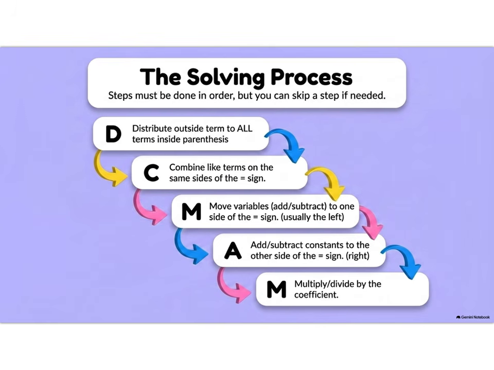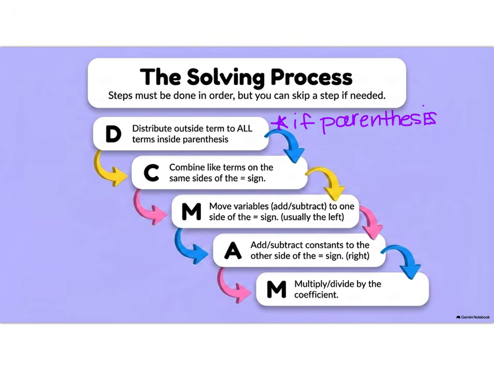Okay, and this is pretty much the solving process for solving multi-step equations. So first, distribute any outside terms to all terms inside the parentheses. This is only if you have parentheses, okay? If you don't have parentheses, then we don't have to do this step, okay? Parentheses is actually plural, okay? But only if you have parentheses. These steps must be done in order, but if something doesn't apply, then you can skip that step, okay?